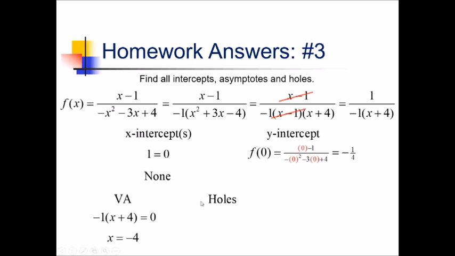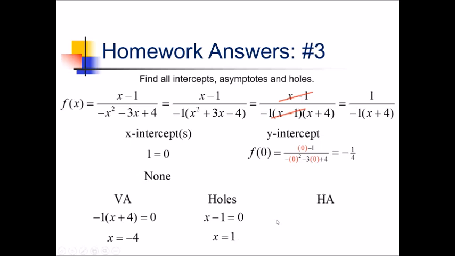For holes, these are going to be x values that zero out any factors that I got canceled out. X values that would have made the original undefined but don't make the simplified version undefined. So the x minus 1 got canceled. If I set x minus 1 equal to 0 and solve that, I get x equals +1 as the x value of a hole for this graph.